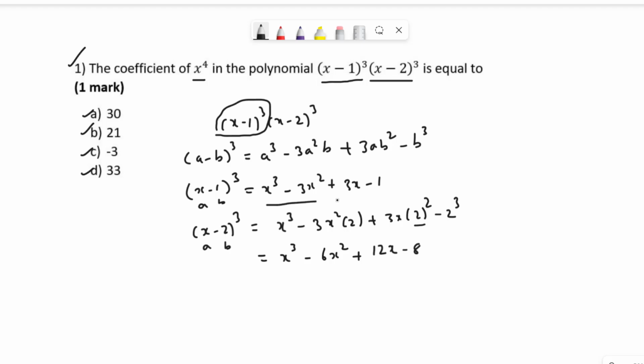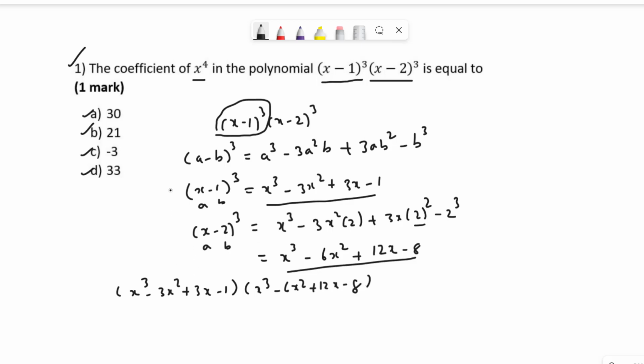So now we will take this: x cube minus 3x square plus 3x minus 1, and x cube minus 6x square plus 12x minus 8. Okay. So now they are asking only the coefficient of x power 4. So if they are asking only x power 4, then see here, if I multiply x cube with 12x, I get x to the power of 4. So this is x into 12x is 12x power 4.